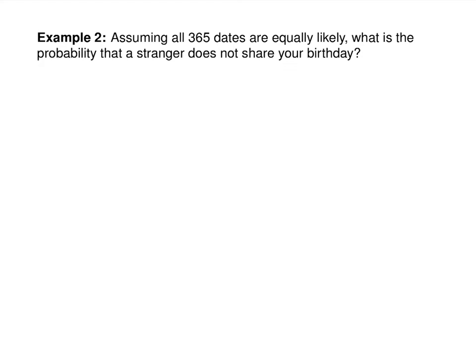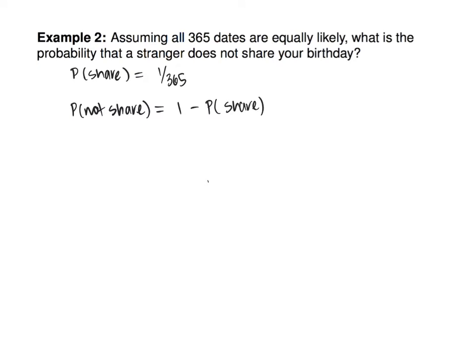Assuming that all 365 days are equally likely, what is the probability that a stranger does not share your birthday? Well, the probability that you share a birthday, assuming no leap years, is 1 out of 365. So the probability of not sharing, which is the complement of sharing, is 1 minus the probability that you share, or 1 minus 1 over 365, or 364 out of 365.